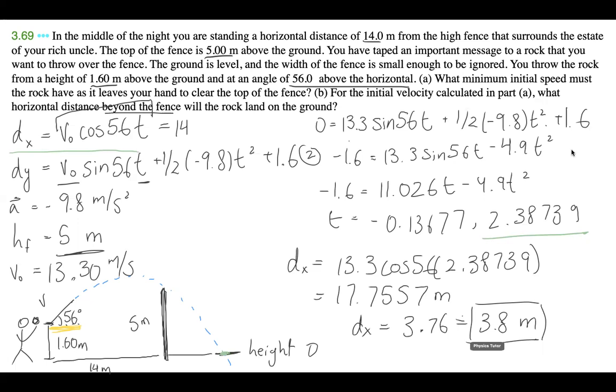So what's the horizontal distance beyond the fence? What horizontal distance beyond the fence will the rock land on the ground? 3.8 meters. So that's the end of our question.